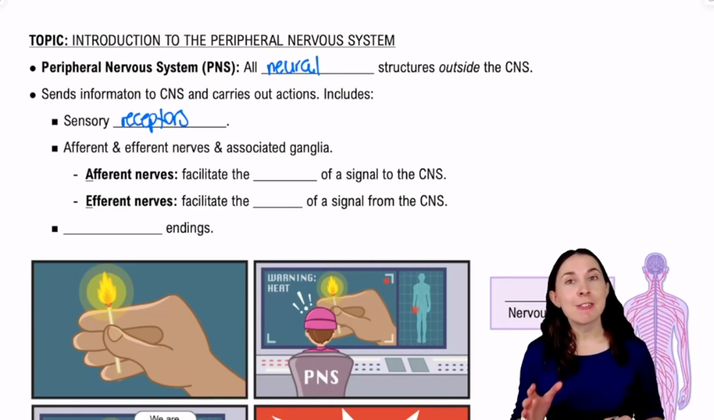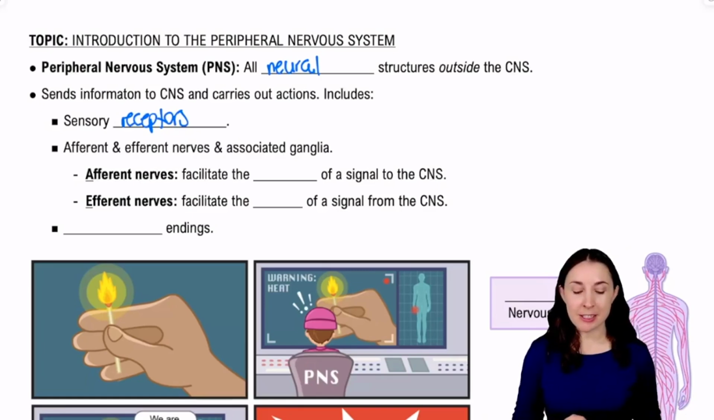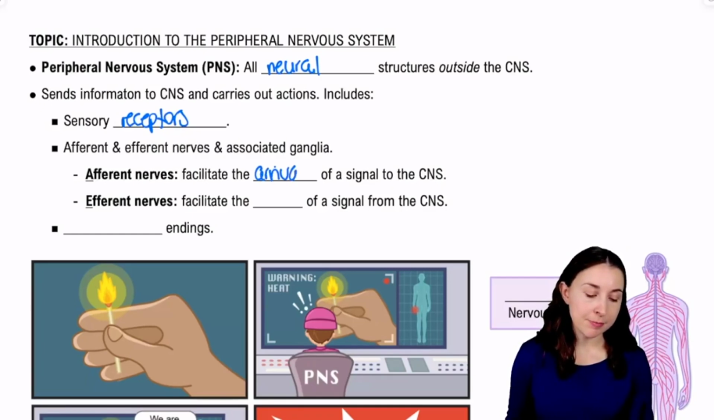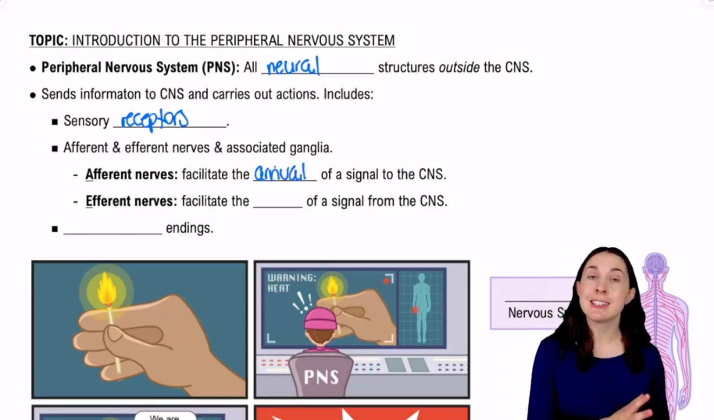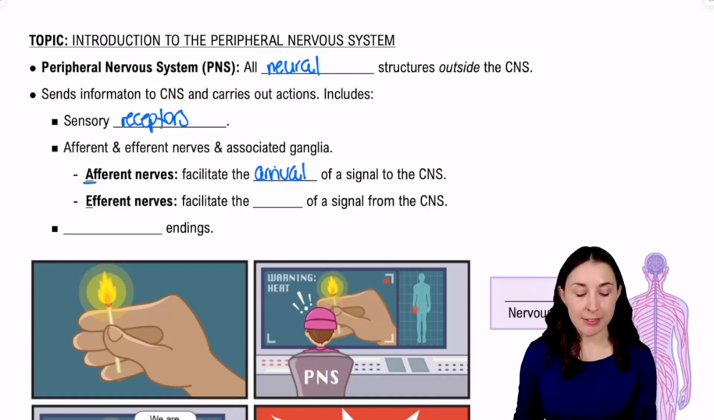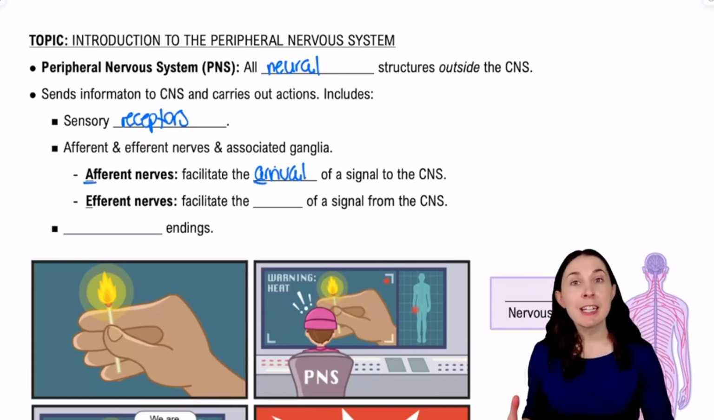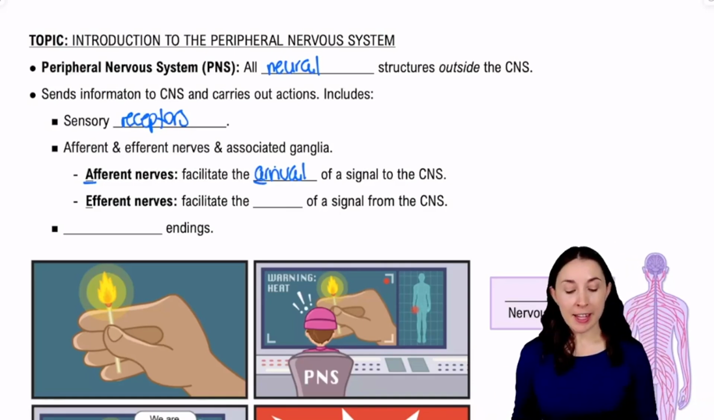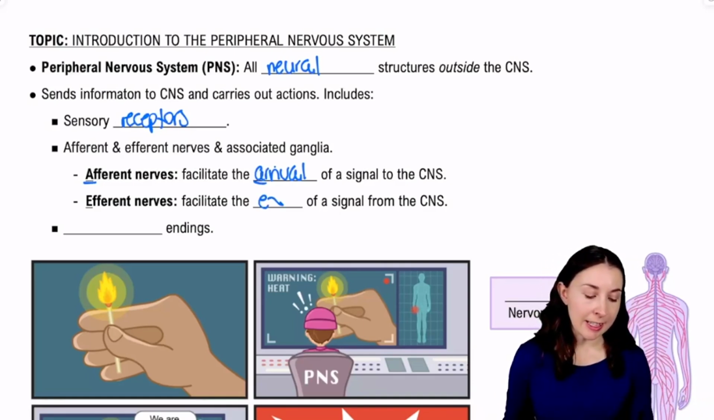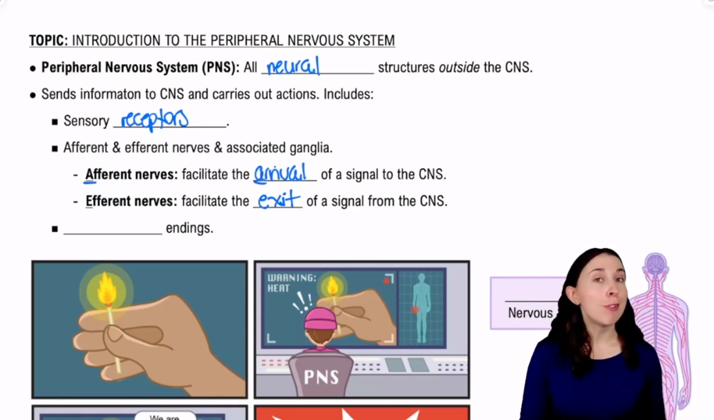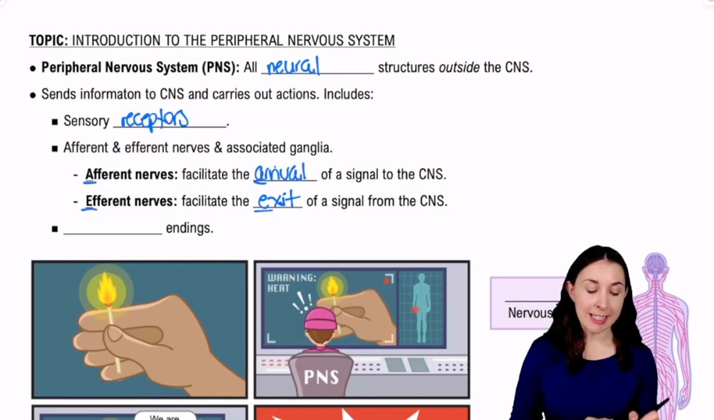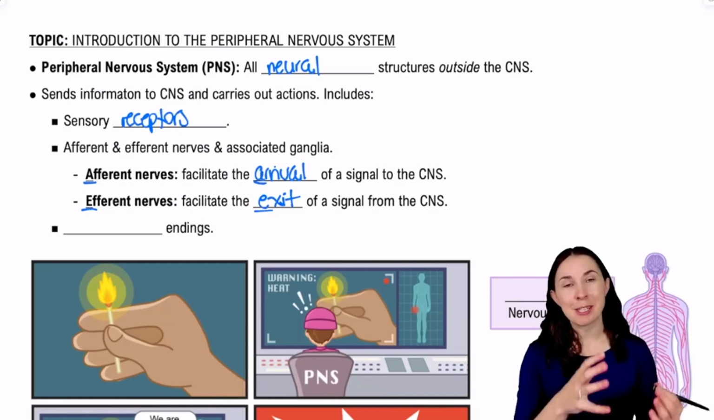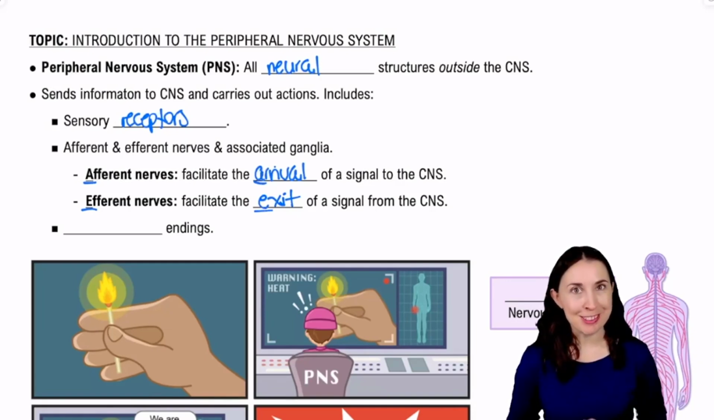And an easy way to remember the difference between afferent and efferent nerves is that afferent nerves facilitate the arrival of a signal to the CNS. So afferent arrival. So in other words, this is the PNS sending information up to the central nervous system. And then efferent nerves facilitate the exit of a signal from the CNS, so efferent exit. So that is basically the central nervous system sending commands or information down to your peripheral nervous system.